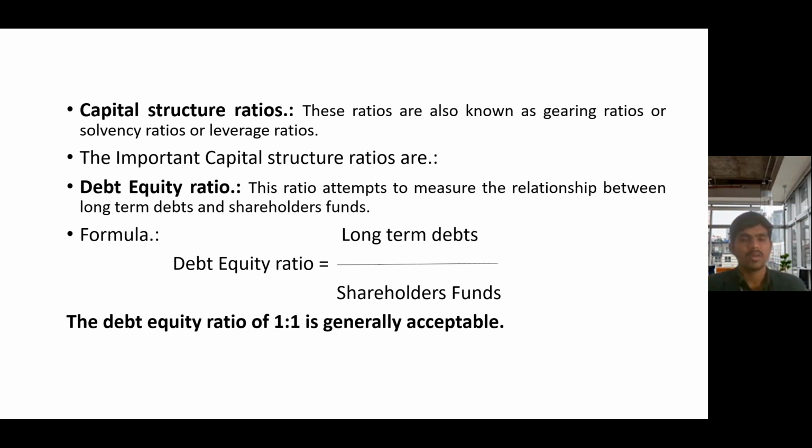Long-term debts may be debenture holders, or any kind of secured loans, unsecured loans, and any kind of loans we have taken for a long-term period for the survival of our company. That will be known as the debt equity ratio. The formula for debt equity ratio is long-term debts divided by shareholders fund. Shareholders fund is what?